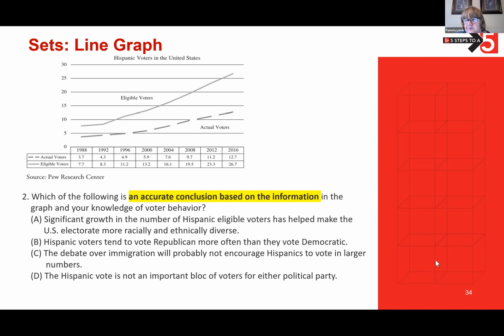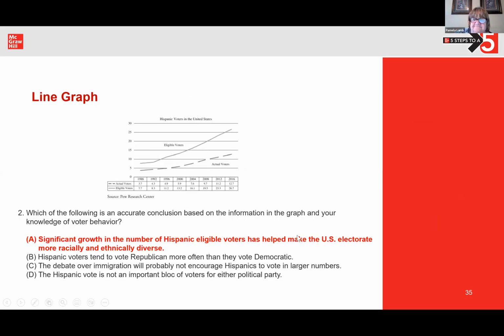Okay, some of you have put A as the correct answer. Significant growth in the number of Hispanic eligible voters has helped make the US electorate more racially and ethnically diverse. Then, Hispanic voters tend to vote Republican. That's not true. The debate over immigration has not encouraged, or will probably not encourage, Hispanic voters. It might. The Hispanic vote is not important. That's not true. So the correct answer, as you said, is A. So y'all are doing great. But you can see multiple questions on that same line graph.